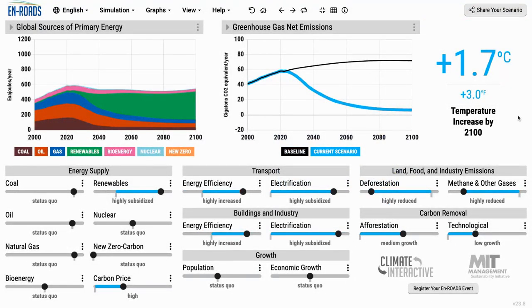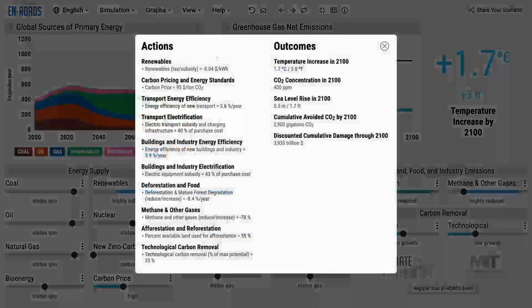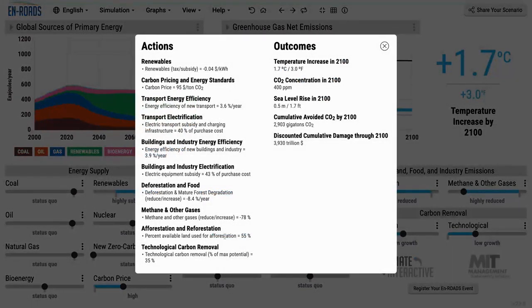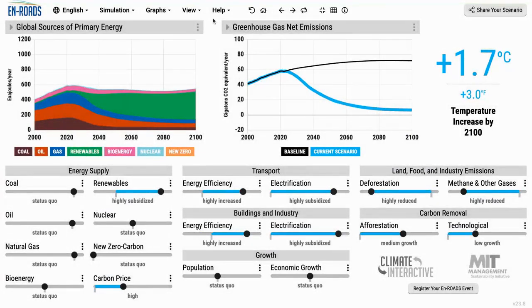When you've made a scenario you like, you can also see a summary here in the Actions and Outcomes view. It lists explicitly all of the policies you just changed, and some of the outcomes: temperature, concentration, sea level rise, and cumulative avoided emissions.